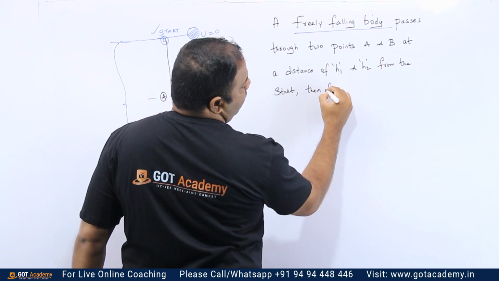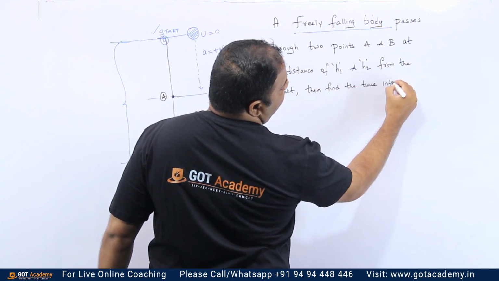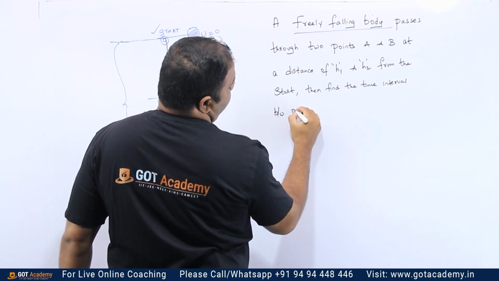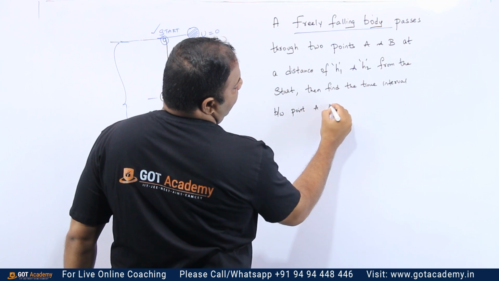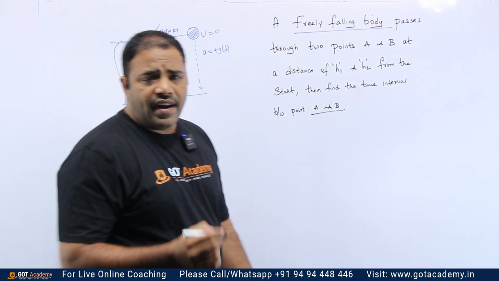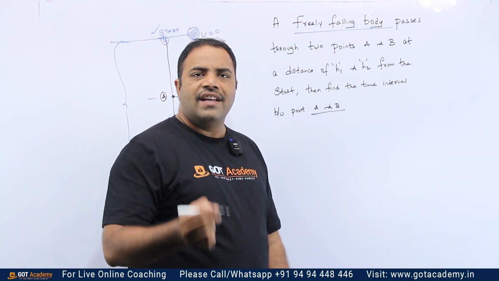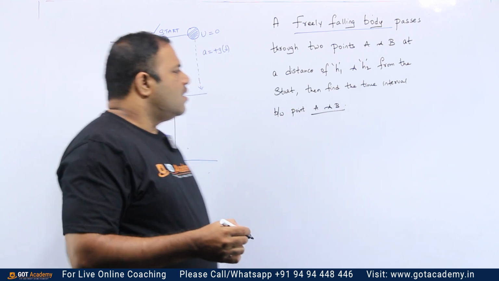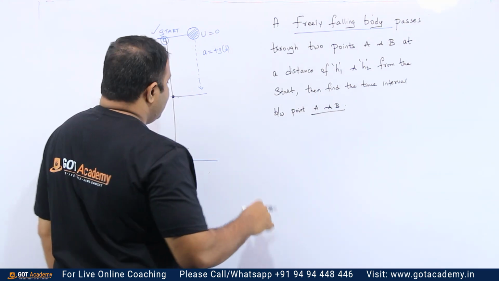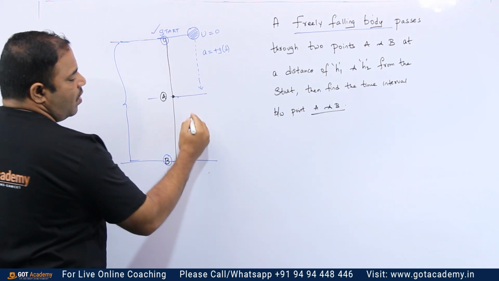Then find the time interval between point A and B. This is what the question asks. Or you can also say: find the time taken by the body to move from point A to B. So finding the interval between point A and B means I need to find out the time taken by the body to move from A to B. This is what I have to find out.